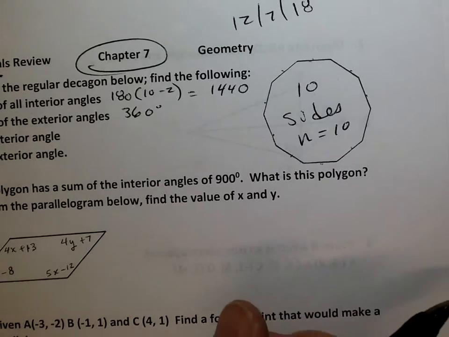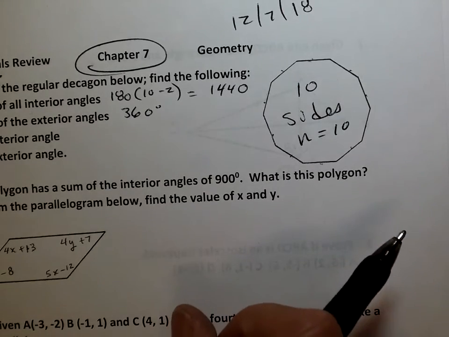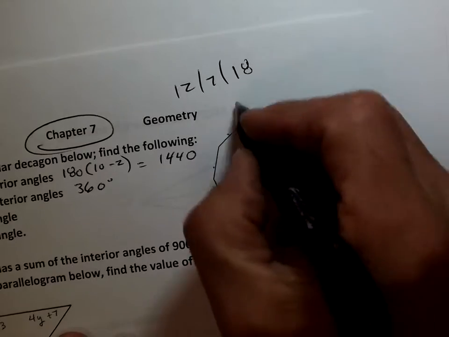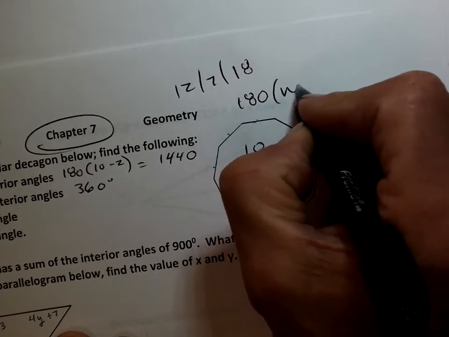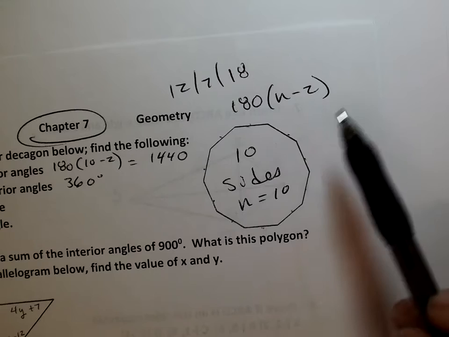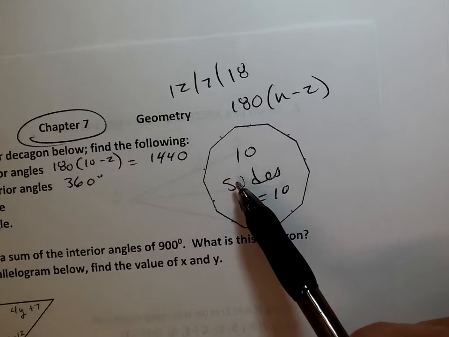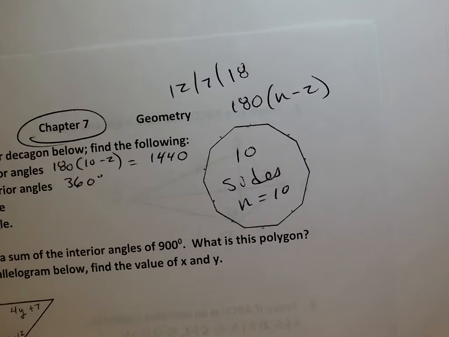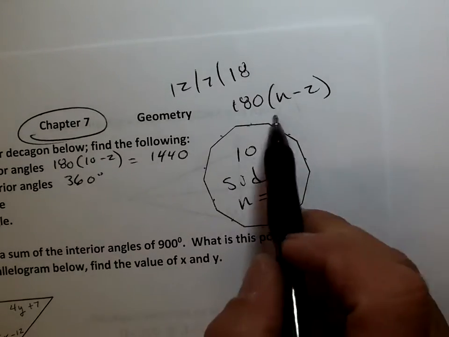Yeah, I have a question. Yeah, Landon? On the last one, why did we subtract it by 2? The formula is 180 times n minus 2, okay? And here's another reason. There's always 2 less triangles. If you drew all the triangles in a decagon, there would be 8 triangles. That's why it's 180 times 8. So the formula is always n minus 2.